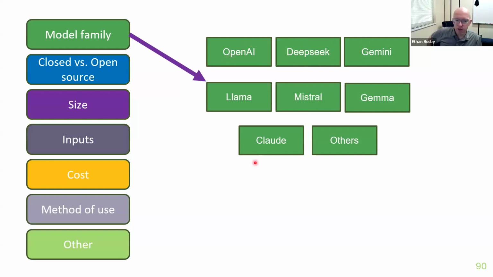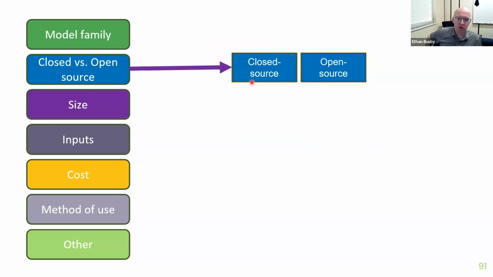These are just some of the model families, though. You might want to consider, okay, which of these model families are we more familiar with? Have other people in my area worked with them? Can I access them technically in an easier way? A related consideration is whether they're closed or open source.